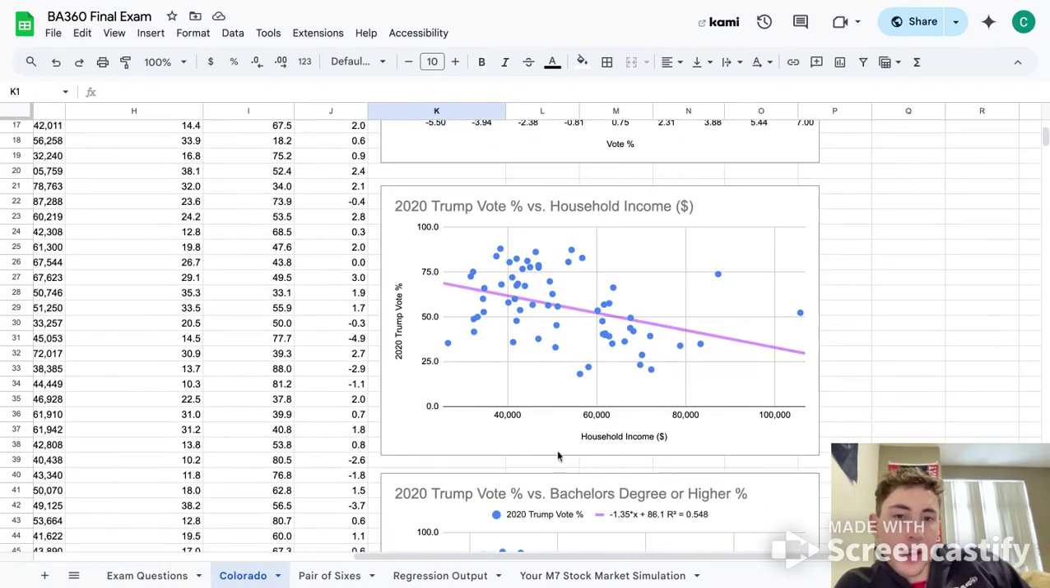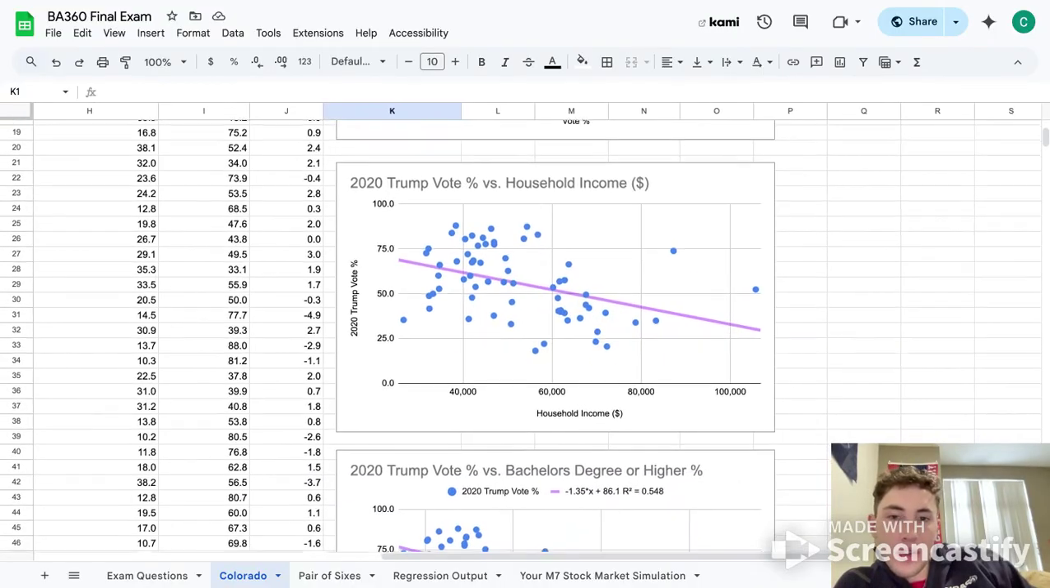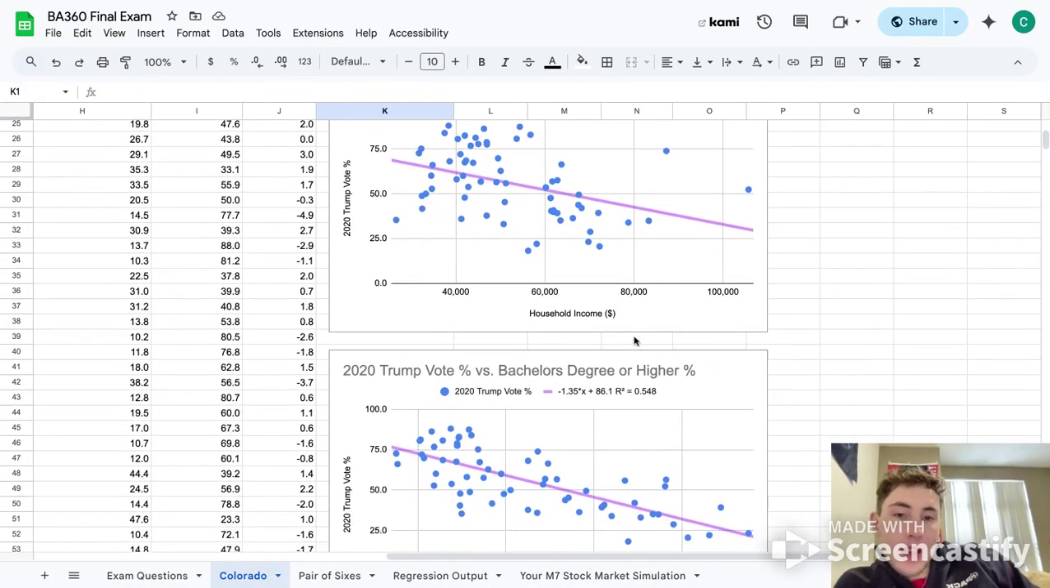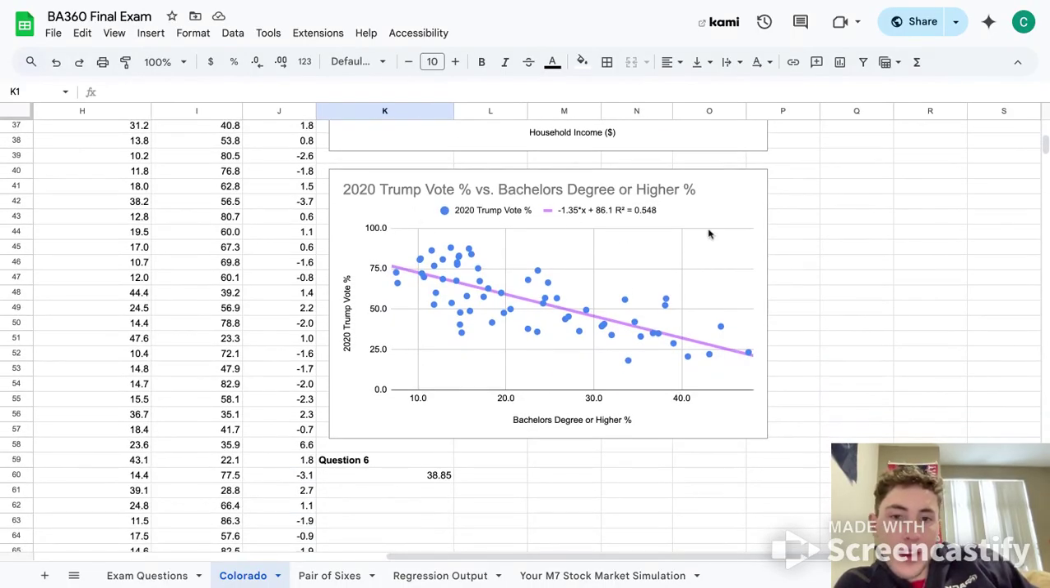Here's my scatter plot for number two. I just took the two categories that you said and threw it into the scatter plot. Not a lot of correlation there, at least it looks like to me. And then number three is down here. I put the trend line in there as well, and then I got the equation for the trend line, negative 1.35 times x plus 86.1, which is the slope, and then I got my r squared for the trend line as well, 0.548.